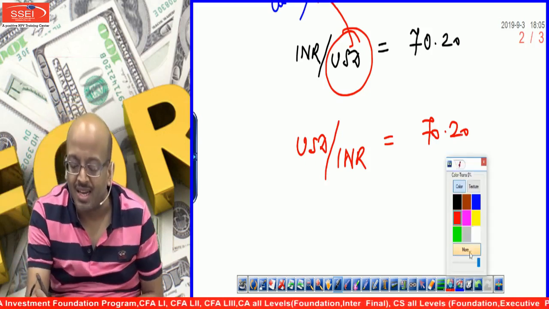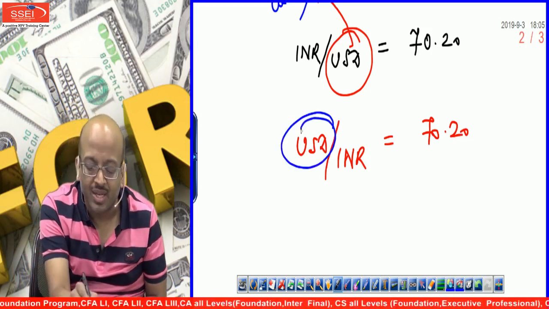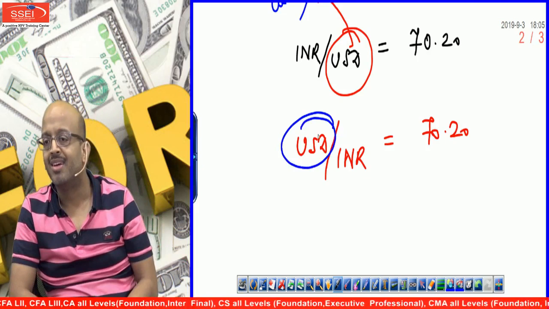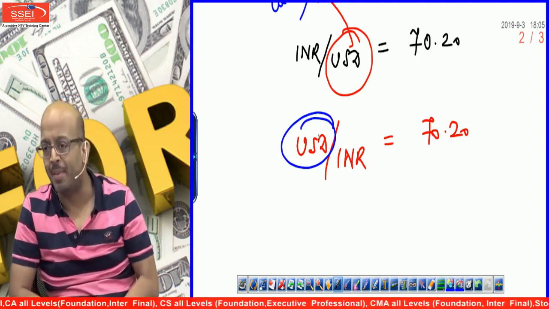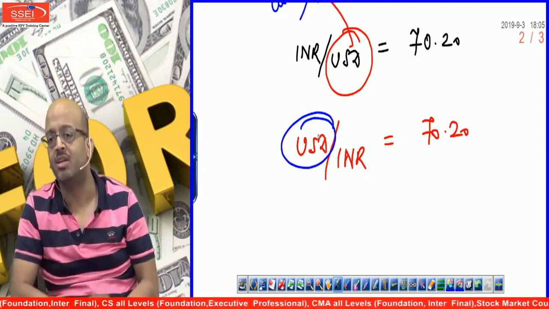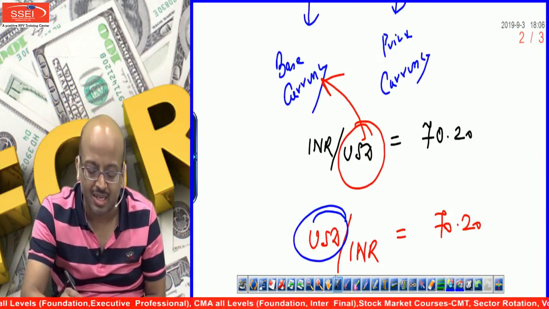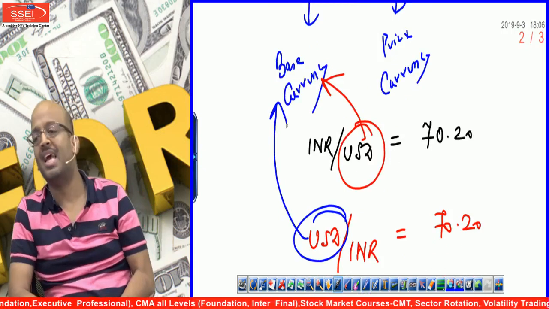We are saying that they are saying USD is the base currency. So 1 USD is 70.2. I am not saying this is the price of rupee. Am I saying no? I am saying this is the price of dollar. Okay? So USD is the base currency. Please mark the arrow.